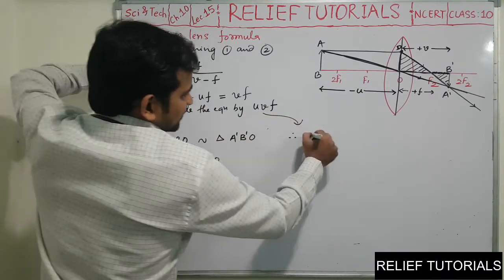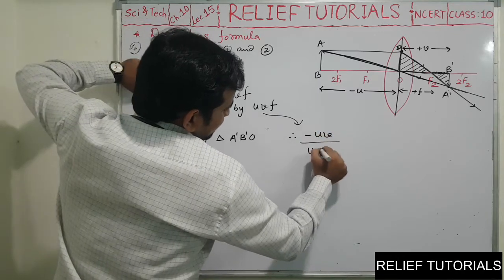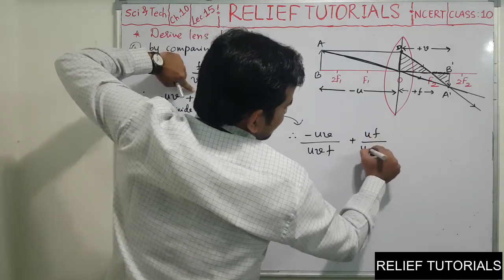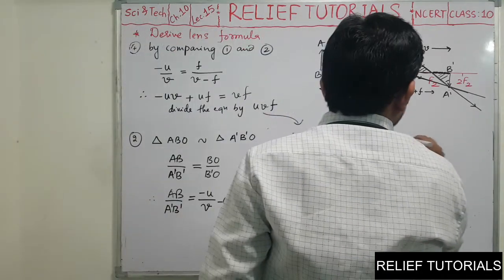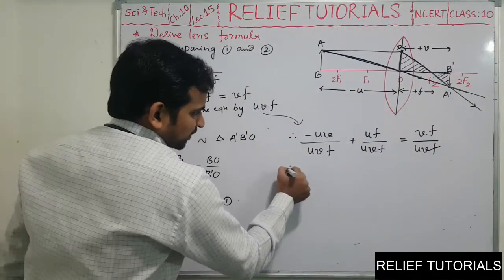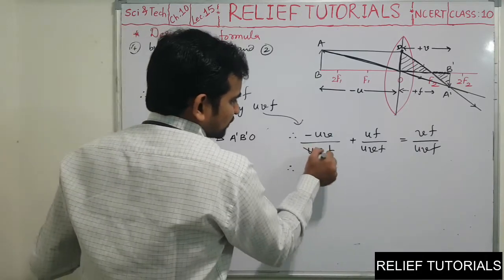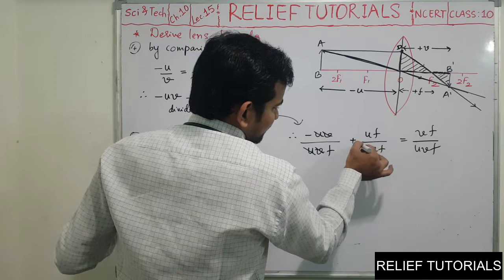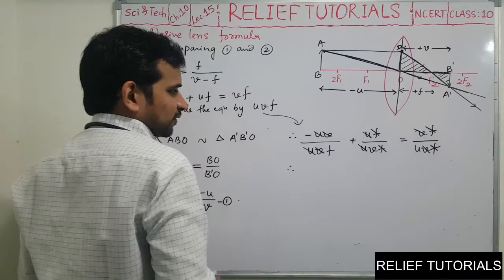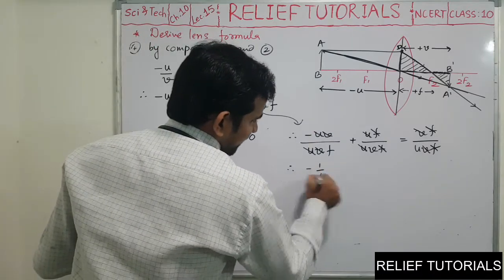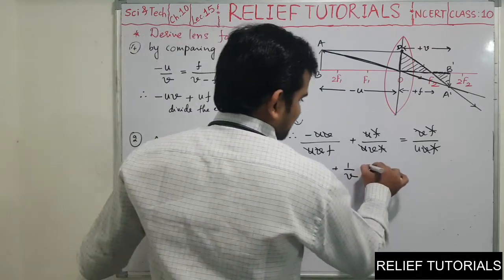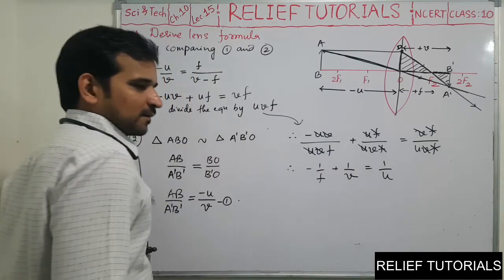therefore minus UV by UVF plus UF by UVF is equals to VF by UVF, and therefore UV cut here, U and F cut here, and V and F cut here. So then what left here only? It is minus 1 by F plus 1 by V is equals to 1 by U.